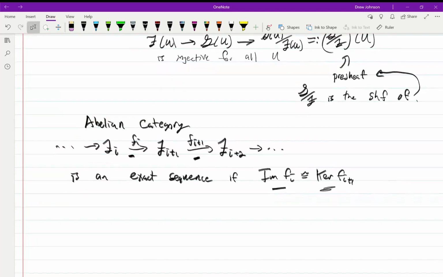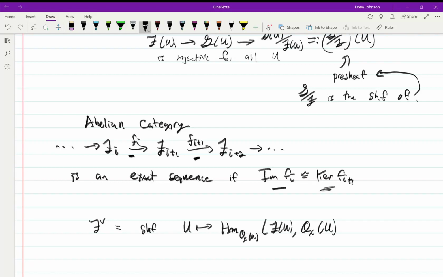Okay, I've got one more for you. The dual sheaf. F dual is defined to be the sheafification of the sheaf that takes U to the O_X(U)-homomorphisms from F(U) to O_X(U). So if you want to take the dual of a module, you just take the homs from that module to the coefficient ring. But we're going to have to take the sheafification of that to get a sheaf. Okay, so that's the dual module.